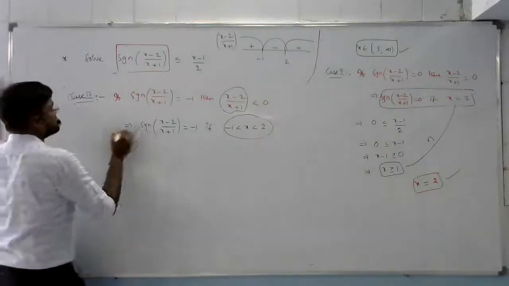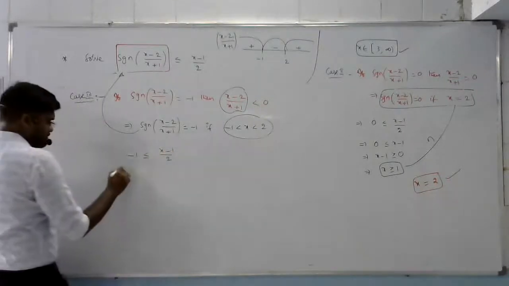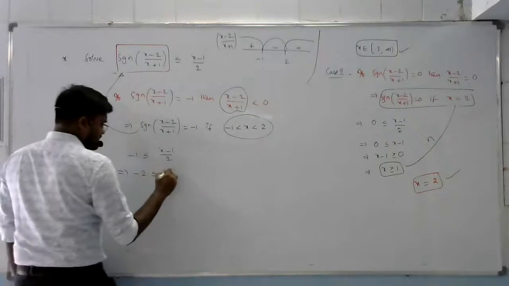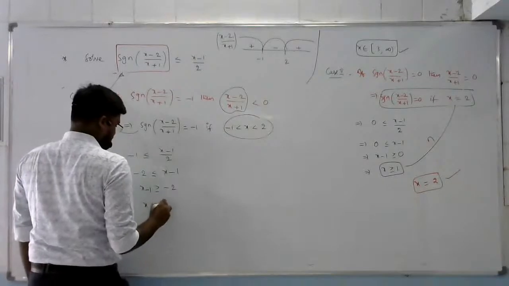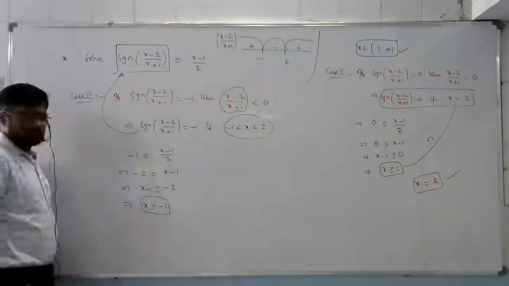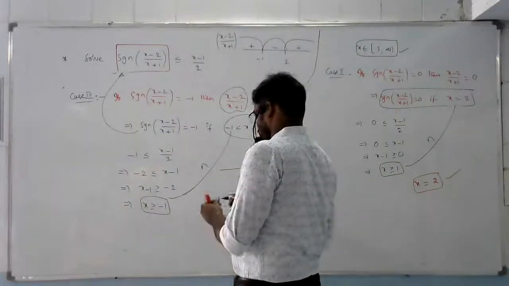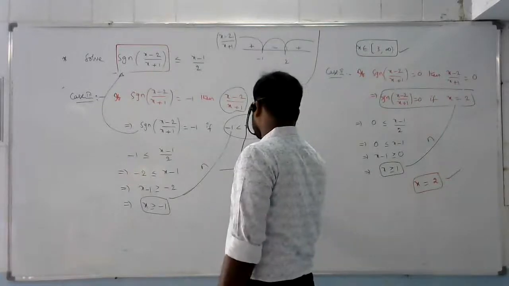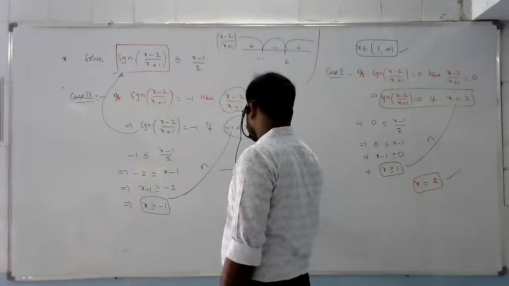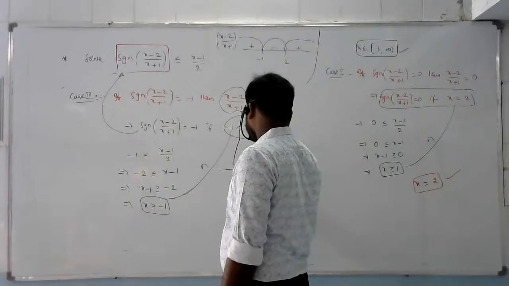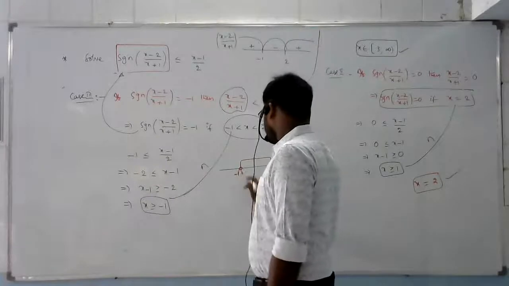Correct? Now if you substitute minus 1 here, minus 1 less than or equal to (x minus 1)/2. Now multiply with 2: minus 2 less than or equal to x minus 1. x minus 1 greater than or equal to minus 2. x greater than or equal to minus 1. What is the intersection of these two? Very simple. Minus 1 to 2. This is minus 1 to 2, both are open intervals. And x greater than or equal to 1. This one, isn't it? Or I draw it here itself.